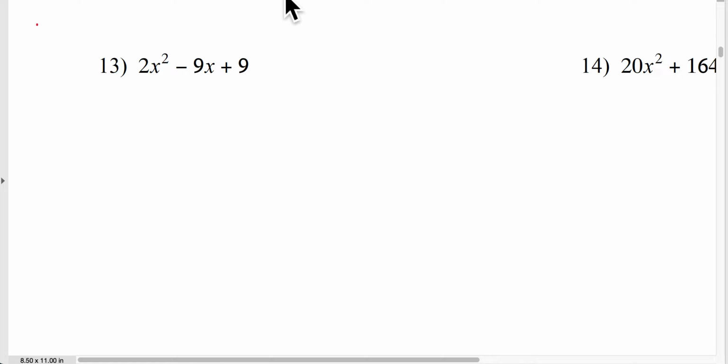Now we're up to the next section. I was able to recognize this as a new section because, guess what? It has three terms, no longer four terms. So with three terms, we know we're working with trinomials.